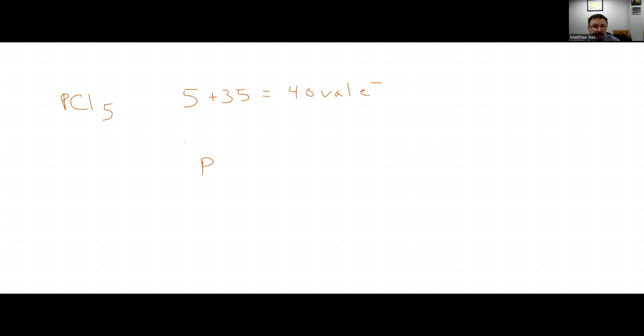The chlorines have 7 valence electrons. 1 is unpaired, so I'm going to use that probably to form a single bond between the phosphorus and all the chlorines. Phosphorus is on the 3rd row of the periodic table, so we can use it to form an expanded octet if need be.